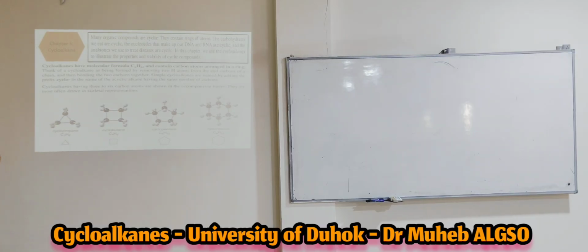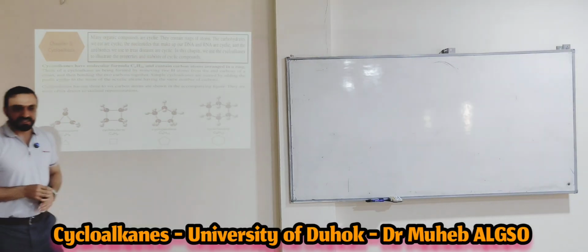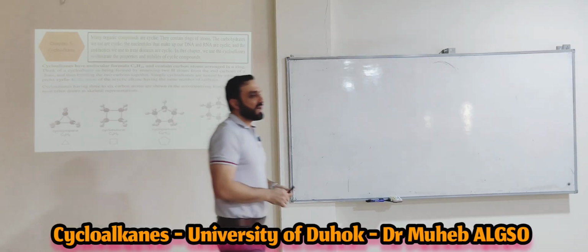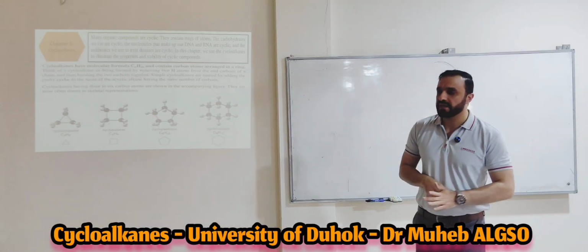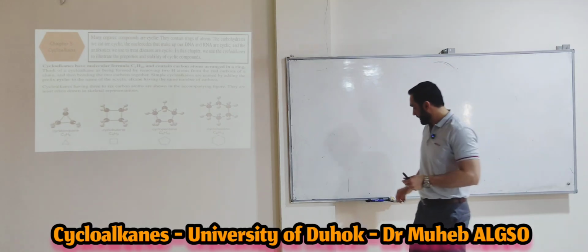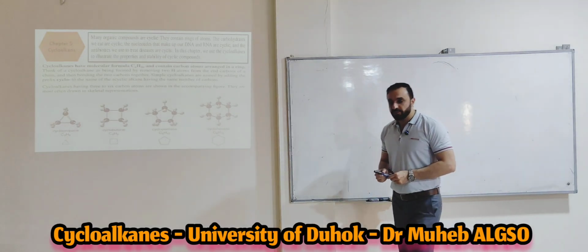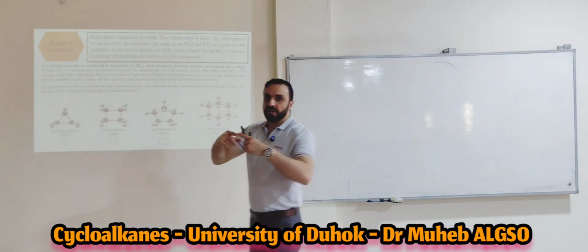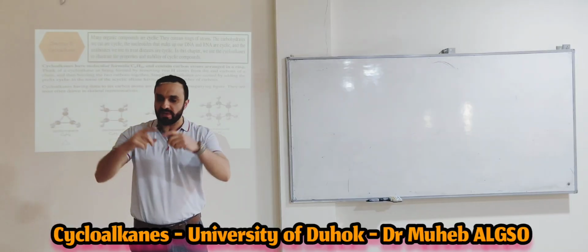So, cycloalkanes have the molecular formula CnH2n and contain carbon atoms arranged in a ring. This molecular formula is like what? It is like alkene. Why is it like alkene? What do you think? Okay. Remove 2 hydrogens to make a new bond between carbons and to make a cycle.